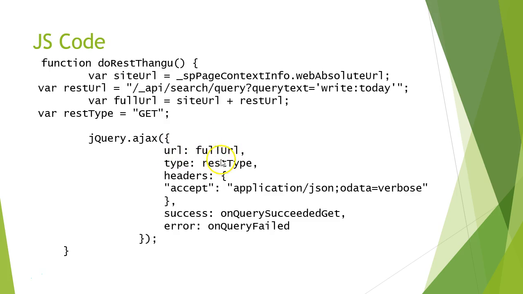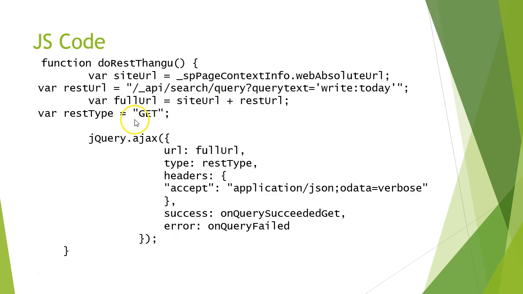The URL is the full URL. So look at the site URL. We get the URL using sp page context info.web absolute URL so that you can reuse the code on any SharePoint site. Then we append that with the REST URL, which is API search query text equal to write colon today. So this REST URL will be modified based on your business need. And the full URL is a combination of site URL and REST URL.